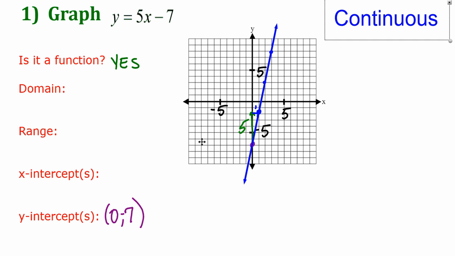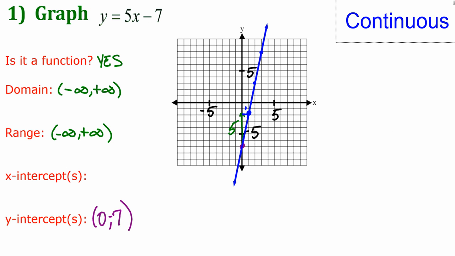The range, we're looking at the output. So vertically, we're going to check and say, is every output being used on your function? And it is. There's no restrictions. So our range would also be the same as our domain, saying that your outputs are going from negative infinity to positive infinity.